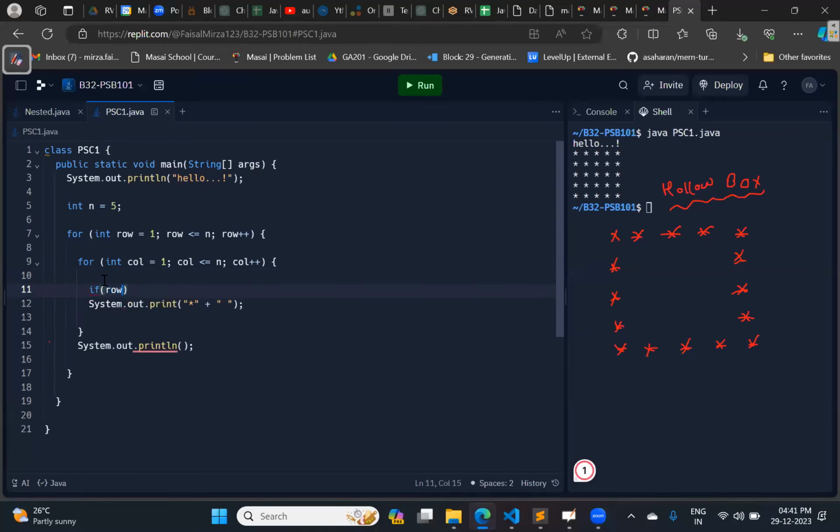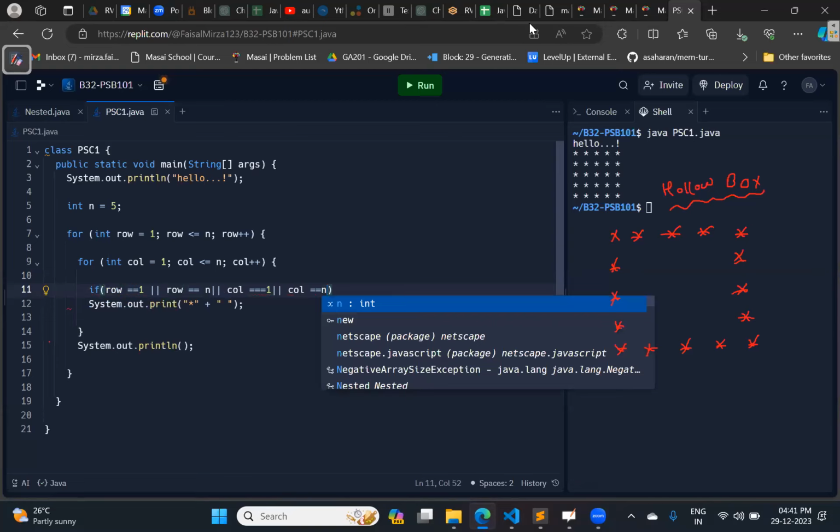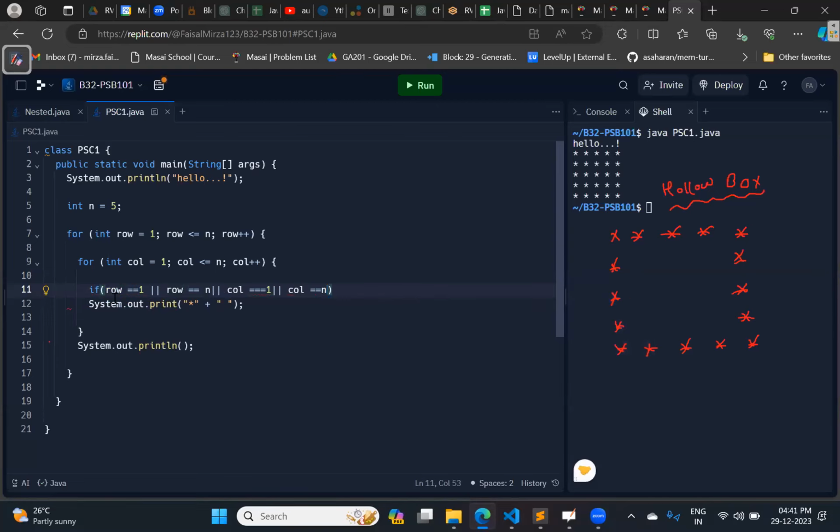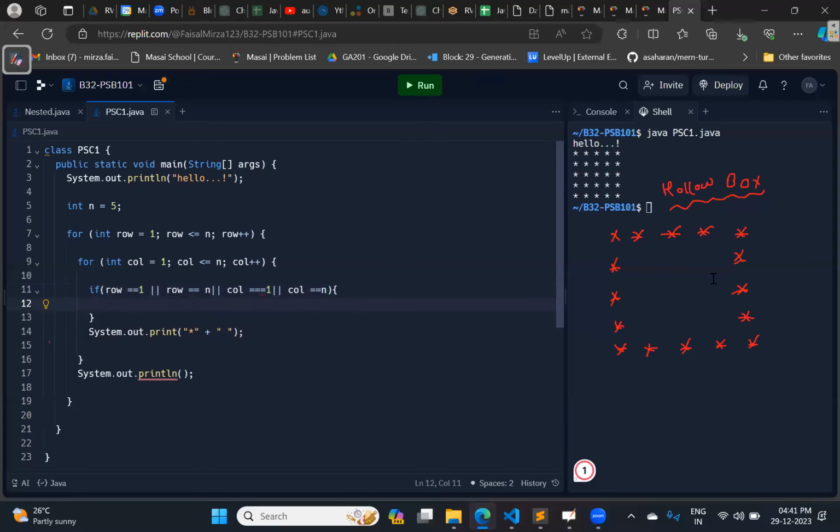If row equals to 1, or and, what do you think? Row equals to n, or column equals to 1, or column equals to n. Okay, the condition should be or, because we don't want all conditions to be true at once, and it is not possible even, right? So for this output, we want the or condition only, right? Now, is it fine till now?